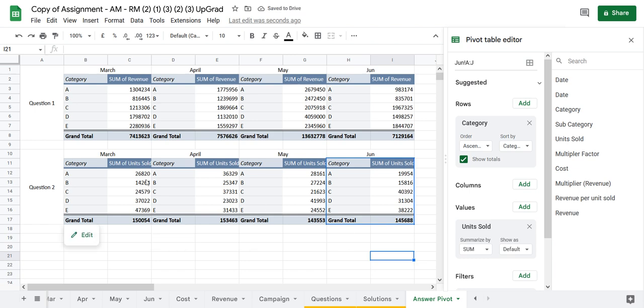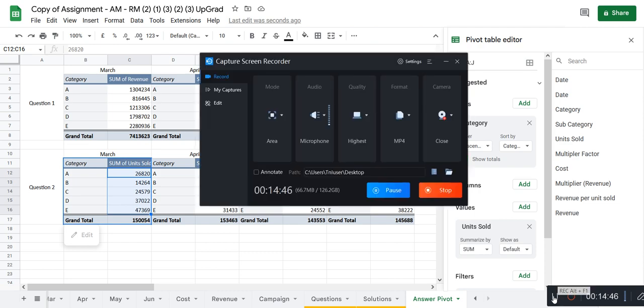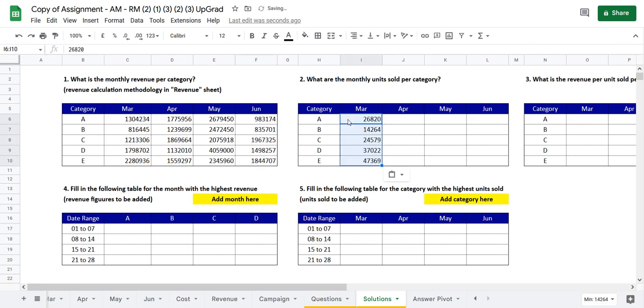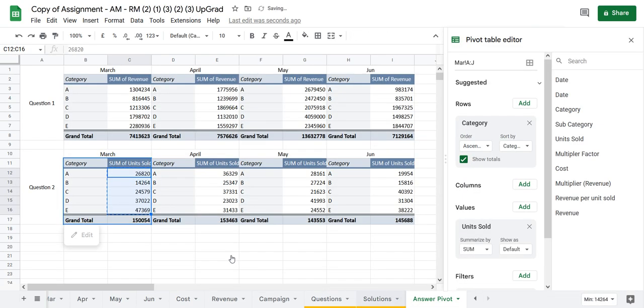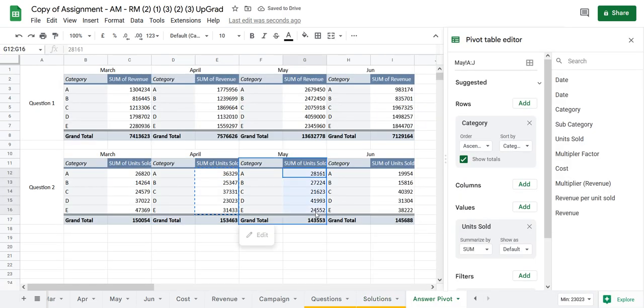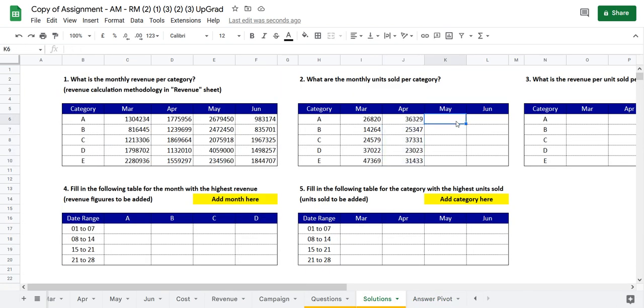Okay, so basically we'll just copy the answers from here. Okay, I'll just copy these values. So the answer for the second question will be this one. For March I have pasted, this will be for April. This will be for May. And this will be for June.